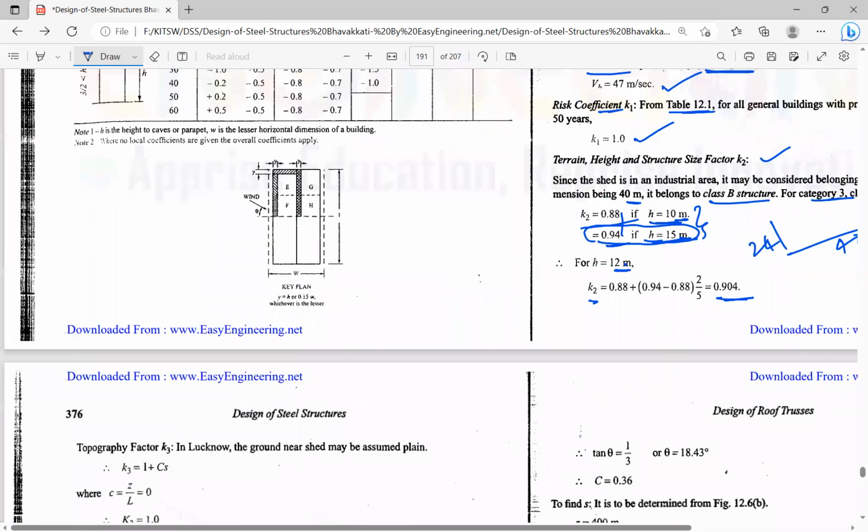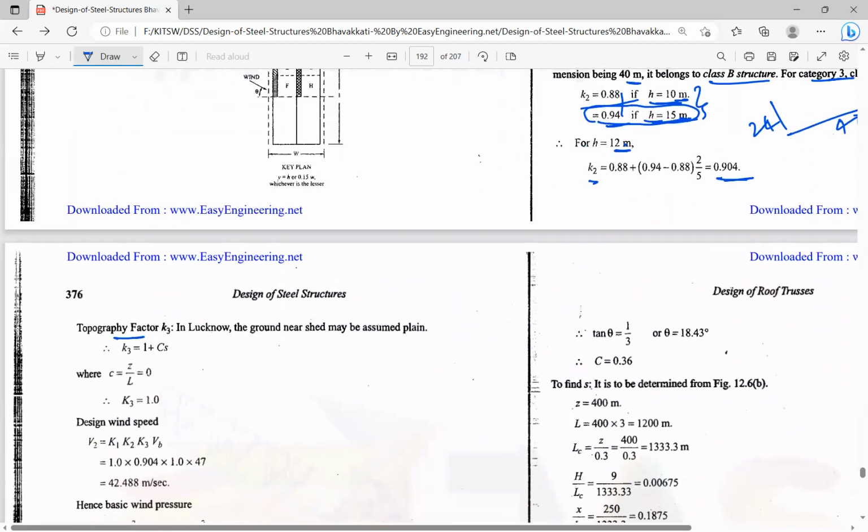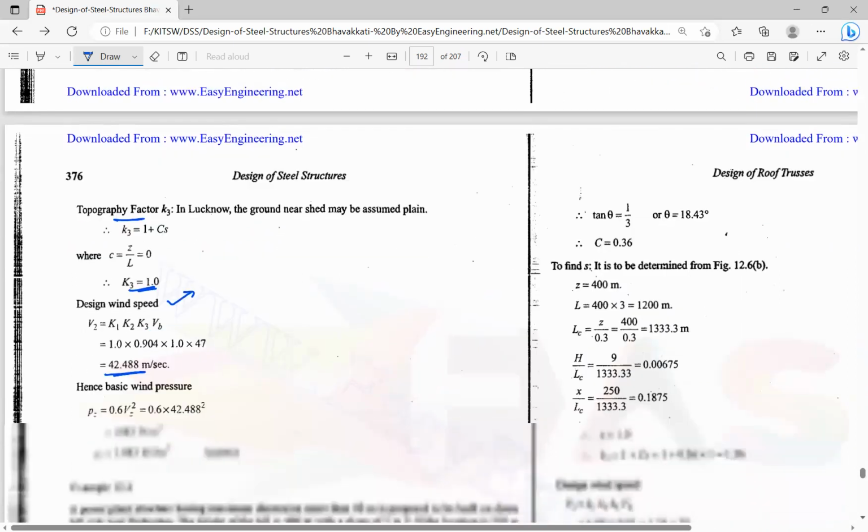After that, the K3 value, the topography factor for Lucknow. K3 is equal to 1 plus Cs, where Cs is equal to Z by L, and Z by L is 0. So K3 value is 1. So the design wind speed is equal to 42.488 meters per second. From this, you can calculate the design wind pressure.